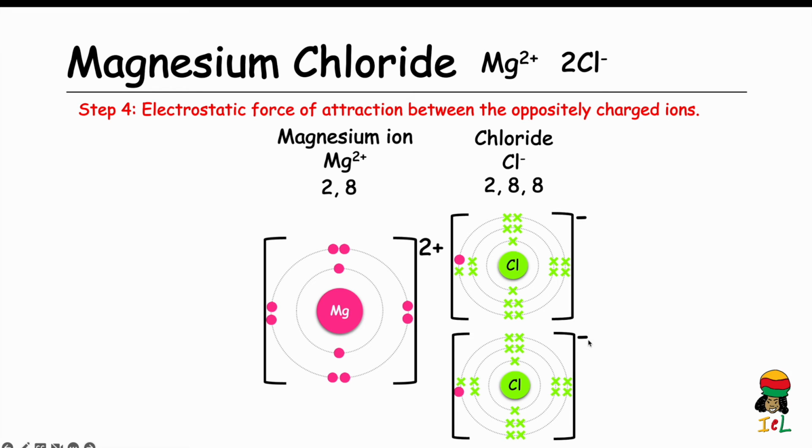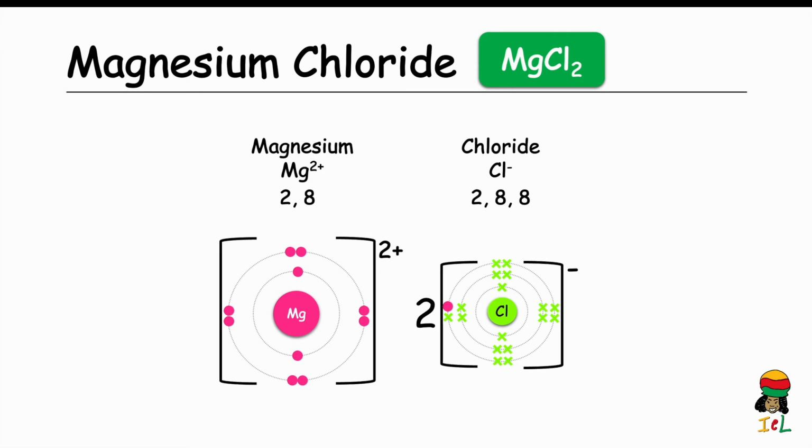So the total of 2 negative charges on the chloride ions will cancel out the 2 positive charge on the magnesium ion. As a result, you form a compound that has an overall charge of 0 or having no charge. And so the chemical formula for magnesium chloride becomes MgCl2. Note we can summarize the final ionic drawing by drawing 1 chloride ion and putting 2 in front of it.